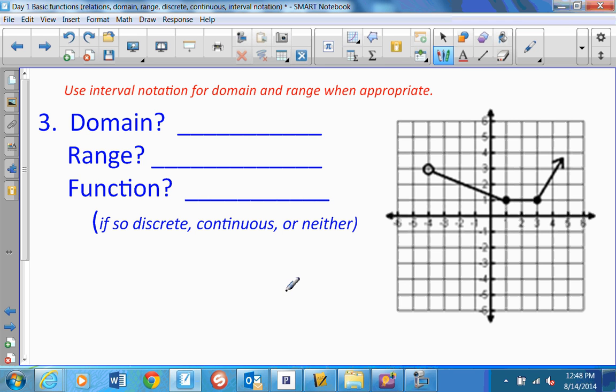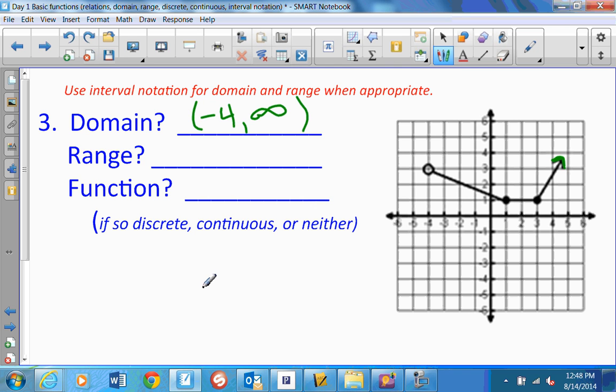Okay, now that we know what interval notation is, let's go back to this. So my domain on this one is going to be, give me interval notation. Bracket or parenthesis? Parenthesis? Uh-huh. Wait a minute, this has an arrow on the end. Infinity, and we never reach it.